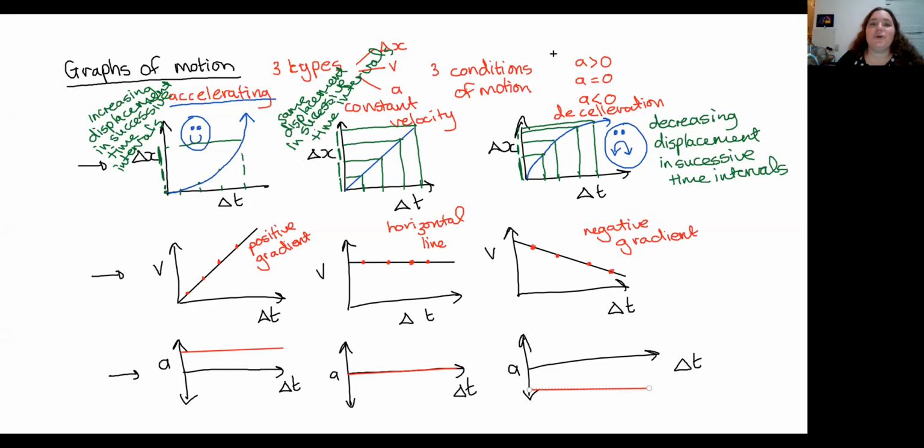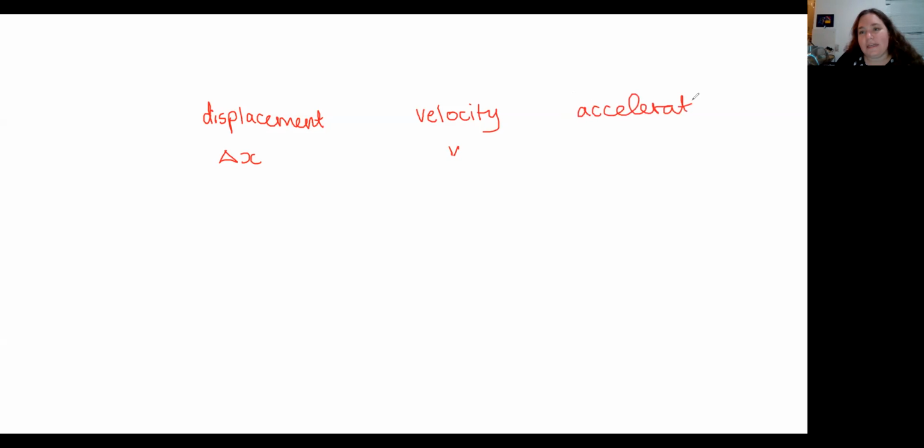Okay, so the next thing that we're now going to look at is how do we link our displacement, our velocity, that's just a V, and our acceleration. How do we link these three concepts, quantities, or even graphs to each other? So I'm going to link going downstream first.